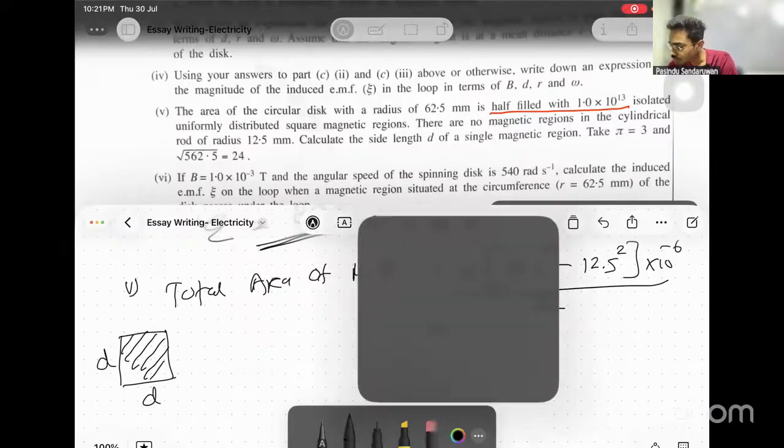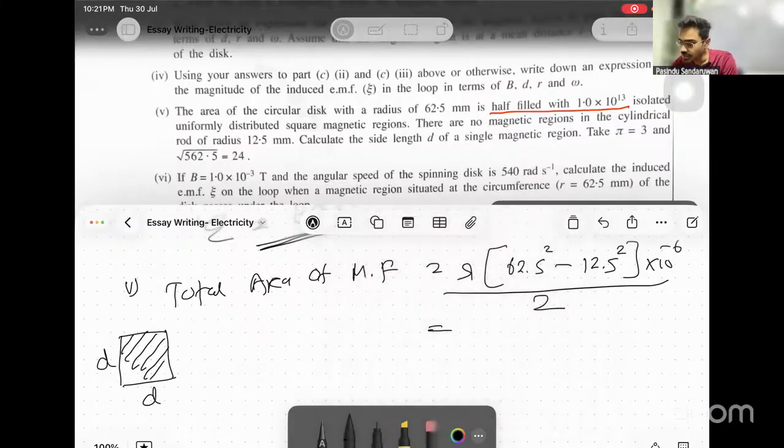Then using these squares, we can write the area again, as there are such 10 to the power 13 isolated squares of magnetic regions inside, no? Then the total area is, right, the area of one such is d squared, and there are such 10 to the power 13. Then this equals this, no? This is 3, right?